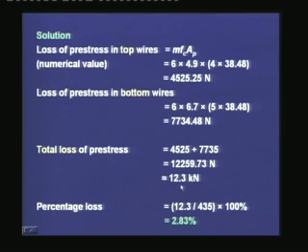From that, we have lost 12.3 kilonewtons due to the elastic shortening. The percentage loss due to elastic shortening is given as 12.3 divided by 435 times 100, and that is 2.83%. That means we have lost 2.83% of the prestressing force due to elastic shortening.